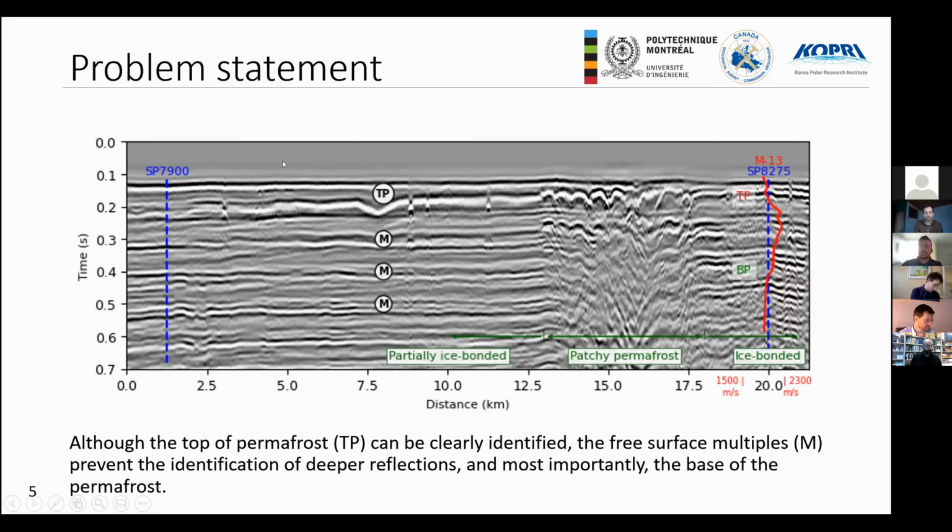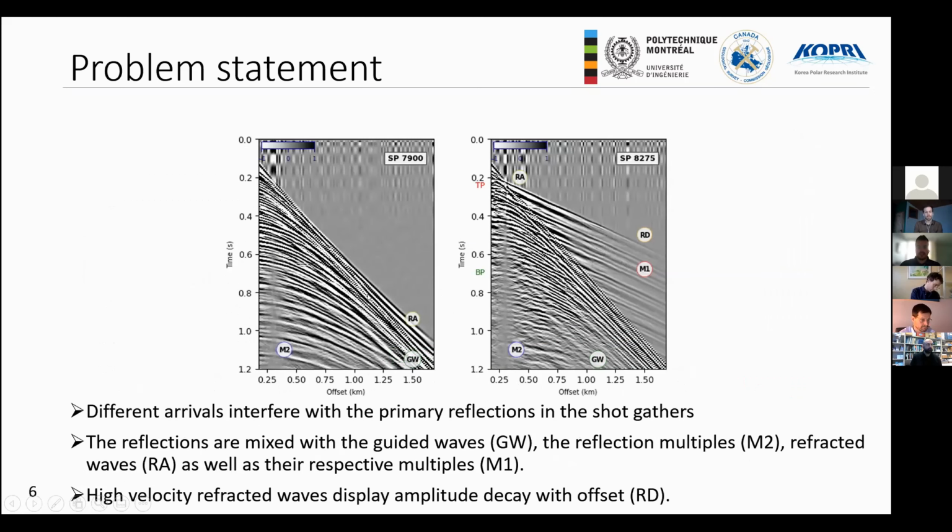If we evaluate the shot gathers at the beginning and at the end of the line, shot numbers 7900 and 8275, we notice that the reflections have interference from the multiples and from the guided waves in both shots, for the refracted arrivals and for the multiples of the refracted waves. We also notice that the refracted arrivals have an amplitude decay with offset.